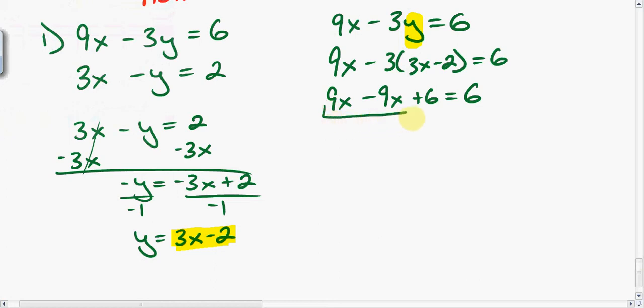What happens here? 9x minus 9x. Looks like my variables cancel. So when they cancel, you're going to be left with two numbers. In this scenario, we see 6 equals 6. The two numbers equal each other, which is true. When that happens, your variables are gone, you know you're going to have infinitely many solutions.